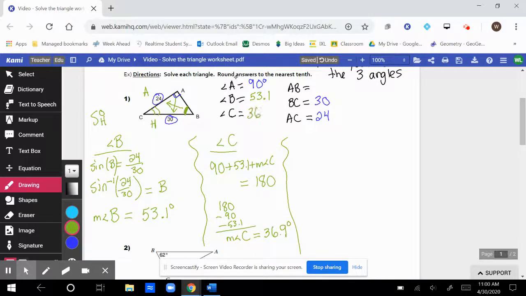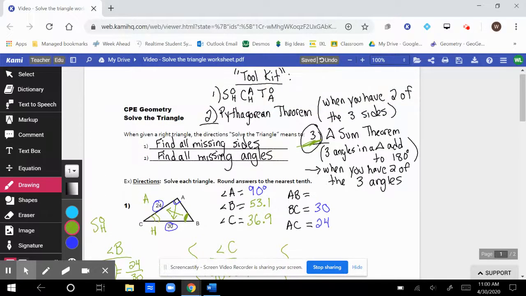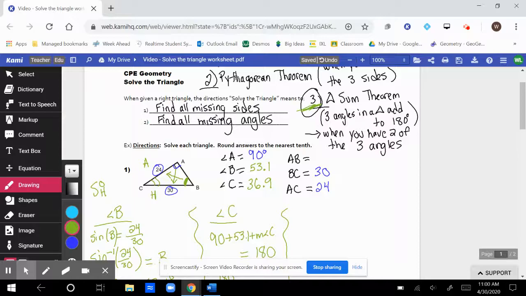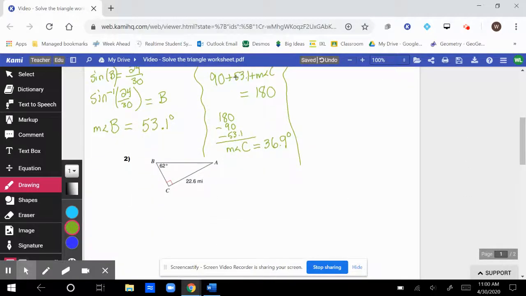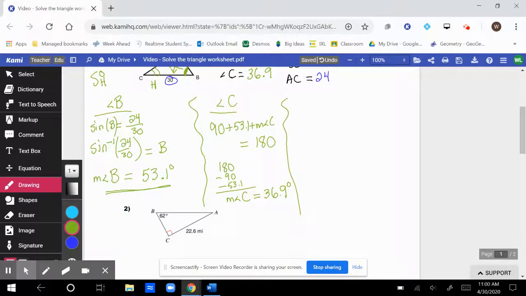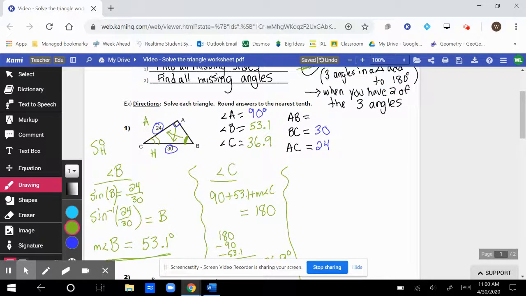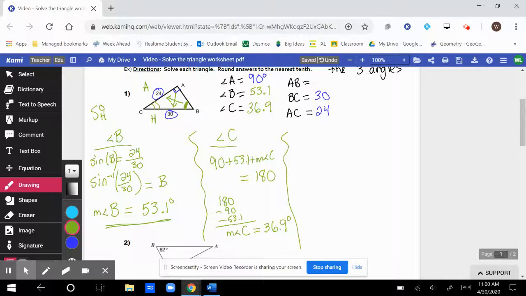So that's kind of what I was saying at the beginning with your toolkit. Here, only given one angle at the beginning, only knowing the 90, we had to use trig to get the first angle we solved for. But then once we got B, you're able to solve for C much easier than trig by using the triangle sum theorem. And you could have done it the other way around. You could have used trig to find C, then triangle sum theorem to find B, and you would have gotten the same answer. All right, now the last part, AB.